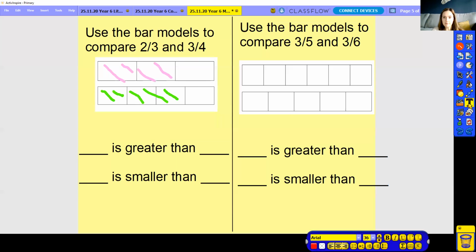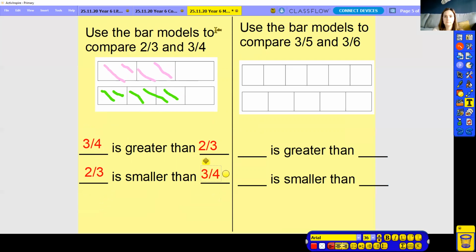So let's have a look at both of those. So something is greater than something. So which is the larger one? You can see that the 3/4 is slightly larger than the 2/3. So we should have got 3/4 is greater than 2/3. And then that means that 2/3 is smaller than 3/4.